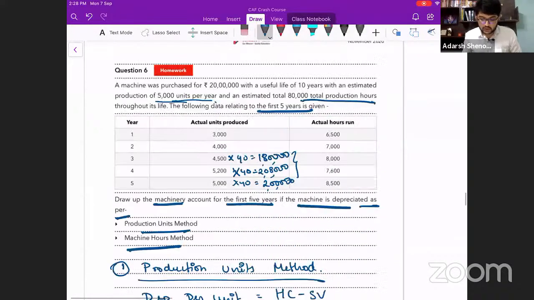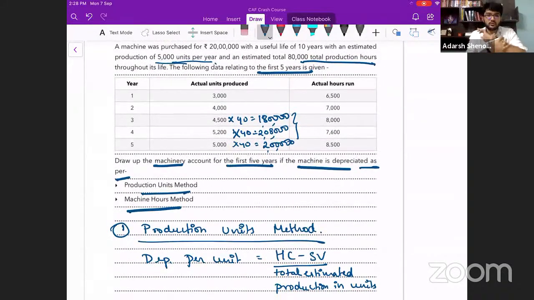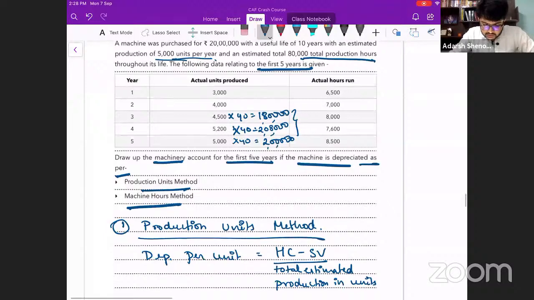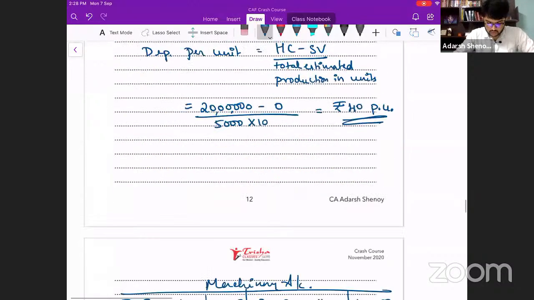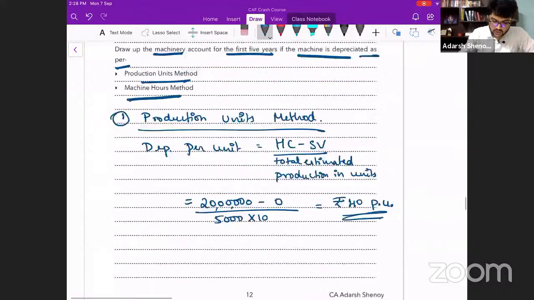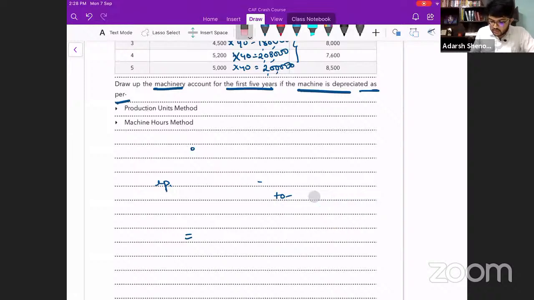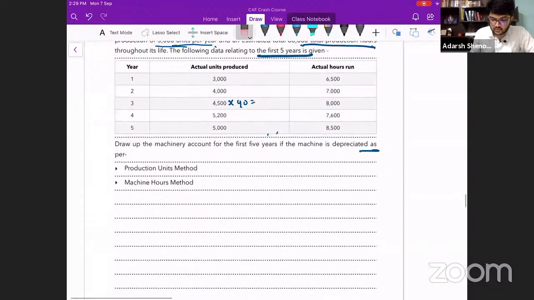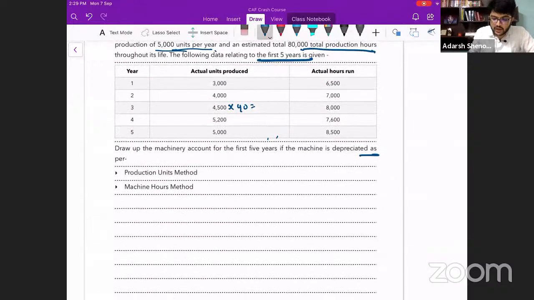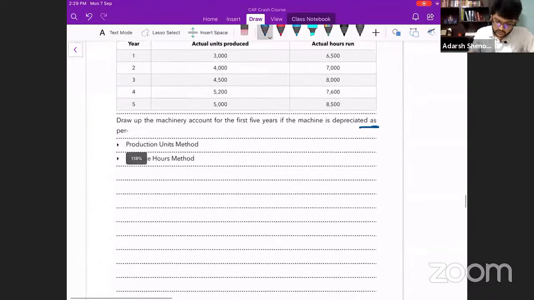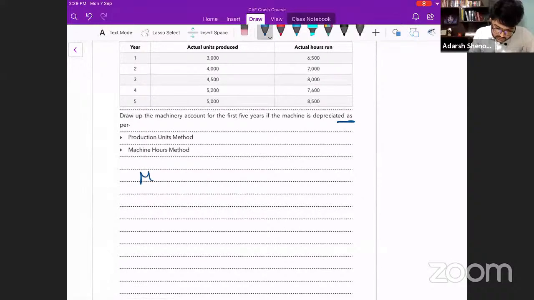Yes. Can I go to the next method? So the next method is the machine hours method. Now under the machine hours method, I'll remove this because I don't have space, and write over here only. Under the machine hour method, we have to first calculate the depreciation per hour.